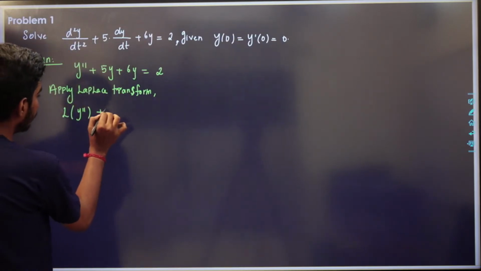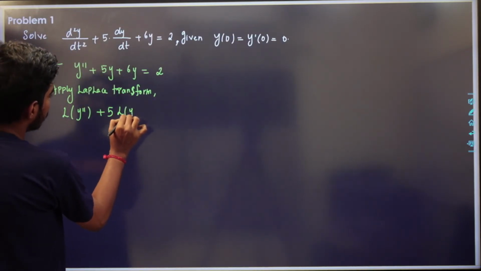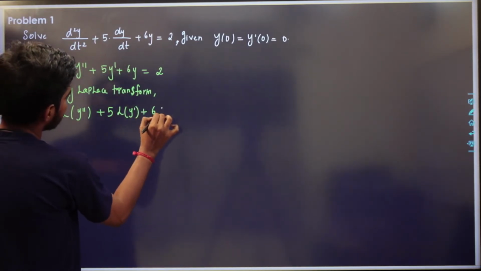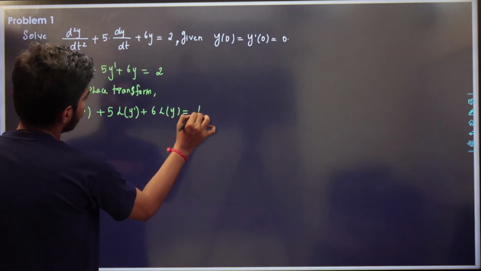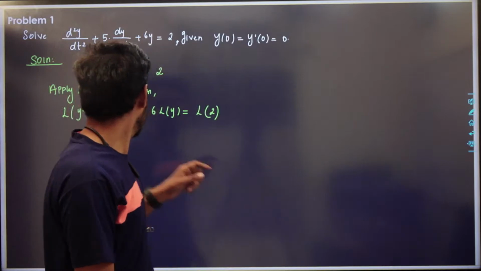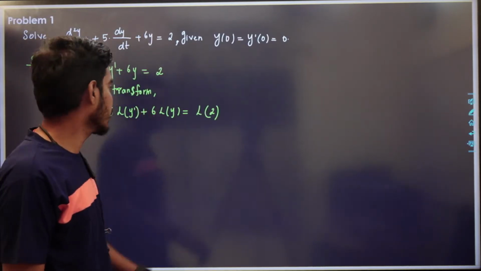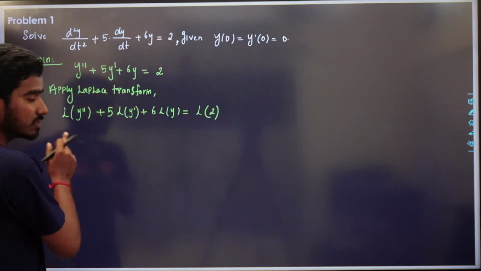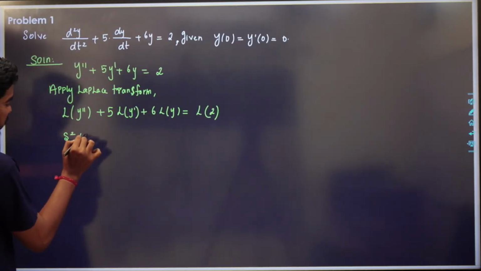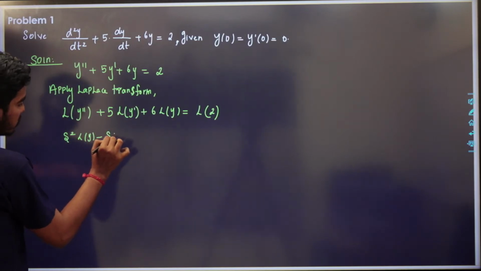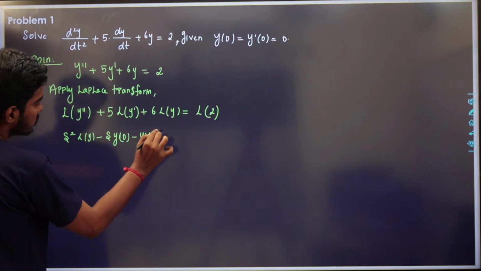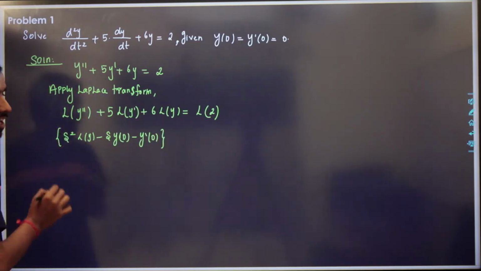Okay. So this will be 5 into L of y dash plus 6 into the Laplace transform of y is equal to L of 2. This satisfies the linearity property, which means you can take the constant outside, right? Now what is L of y double dash? Just now I have written the note, right? It is s square L of y minus s into y of 0 minus y dash of 0. So this is the Laplace transform of y double dash.